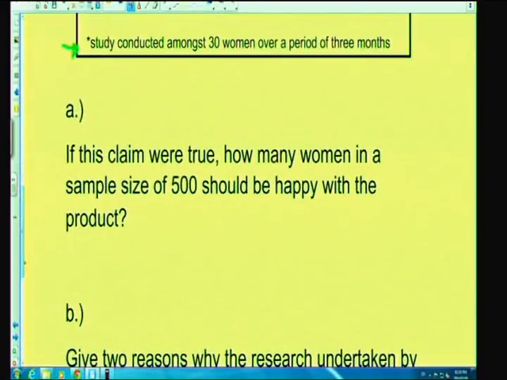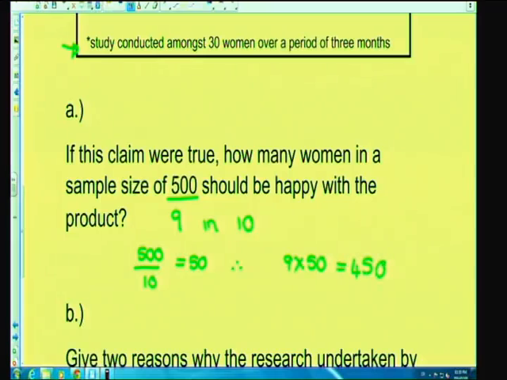The first question says, if this claim were true, how many women in a sample size of 500 should be happy with the product? Well, they say 9 in 10. So how many 10s are there in 500? Well, 500 divided by 10 is 50. In other words, we are talking about 9 times 50 women, or 450 women. Now, that's a huge leap from what we were told. We were told 30 women interviewed. And now suddenly I'm saying, well, if there are 500, that means that 450 must be thinking this anti-aging cream is fabulous, in which case we better all rush out and buy it because it's going to help us stay young longer. But I don't think that's so.